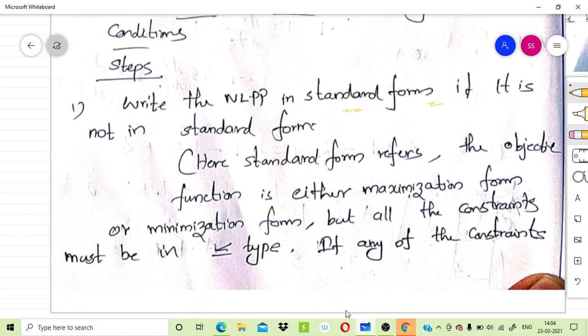The standard form means the objective function may be either in maximization form or minimization form, but all the constraints g1, g2, g3, etc. gm must be of less than or equal to type. So if it is greater than or equal to, then what you have to do is just multiply by -1 on both sides of the inequality. So that is our first step.